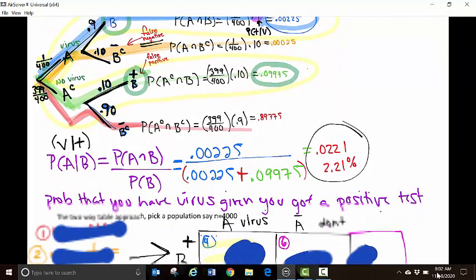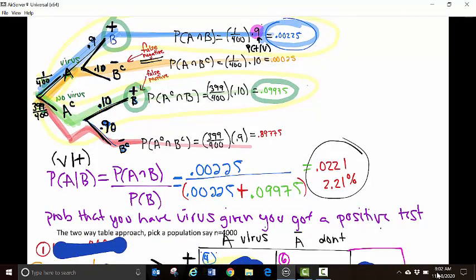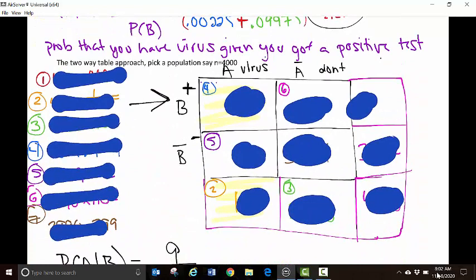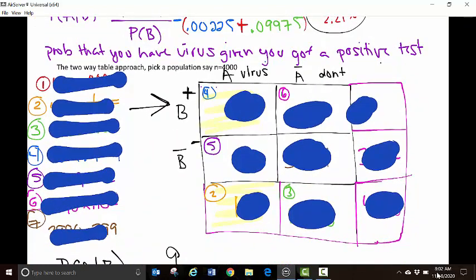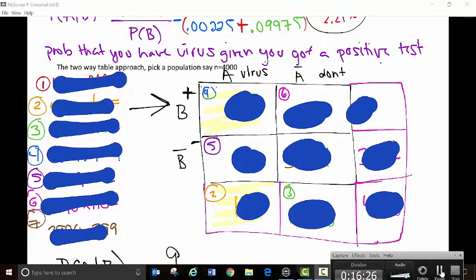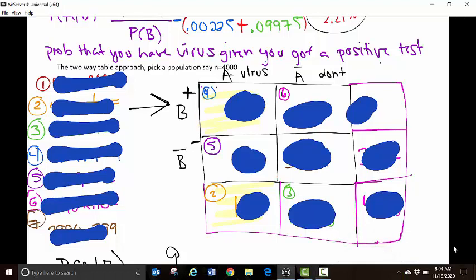Here's another way to do this. We're gonna make a table. Are you guys ready for me to scroll up? Okay, I want you to copy down a table that looks like this, a 3 by 3. All right, so here's another way to do it, is to make a table. Because if you have a table, you don't actually have to use the tree or use the formula. Notice that this is going to be those that have the virus, those that don't, positive test, negative test, okay?